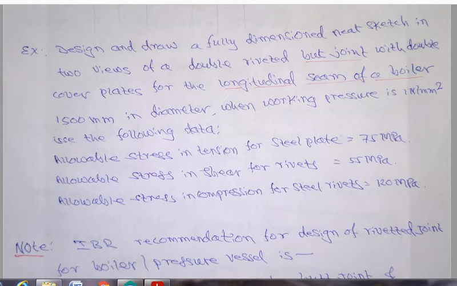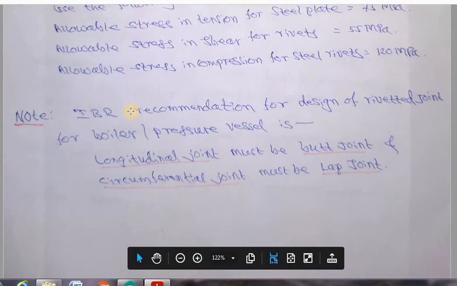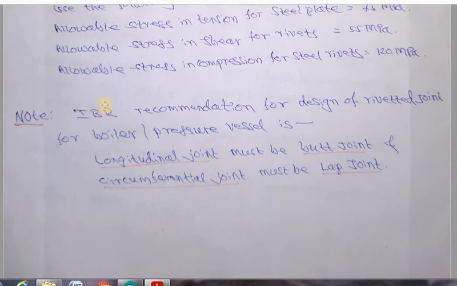Before this example, you would like to read this page. What we have here is a note I have written: IBR, meaning Indian Boiler Regulation, a recommendation for the design of the riveted joint for the boiler or pressure reservoirs. So this recommendation is very important. Longitudinal joint must be a butt joint. I explained to you already how the butt joint is made and how the lap joint is made.